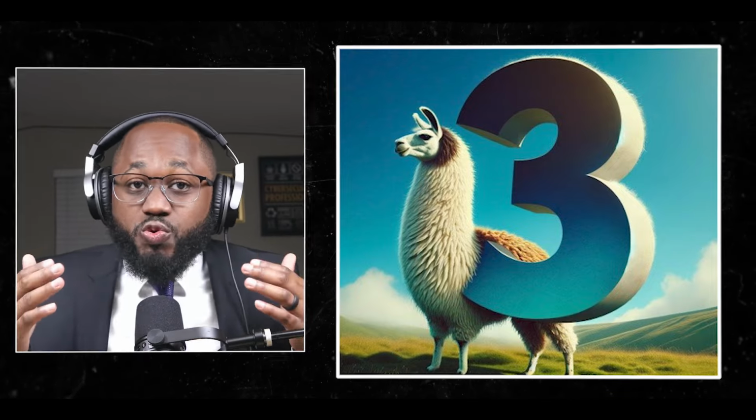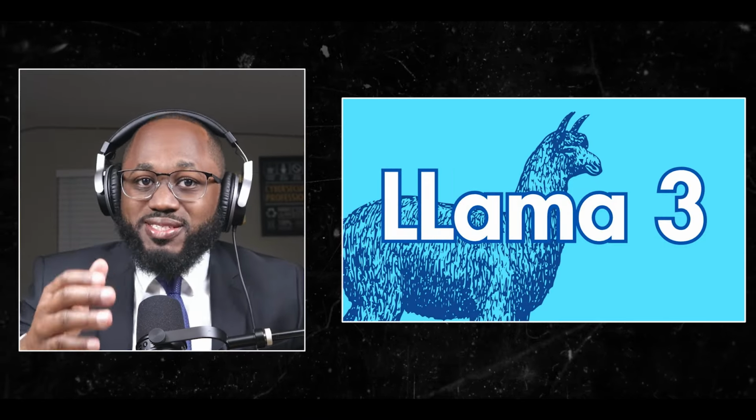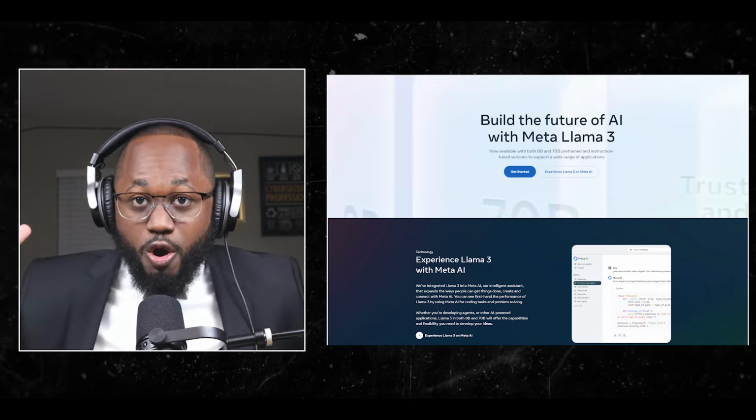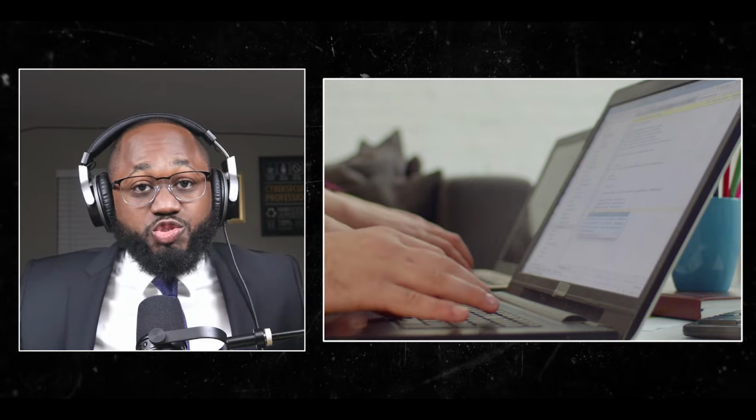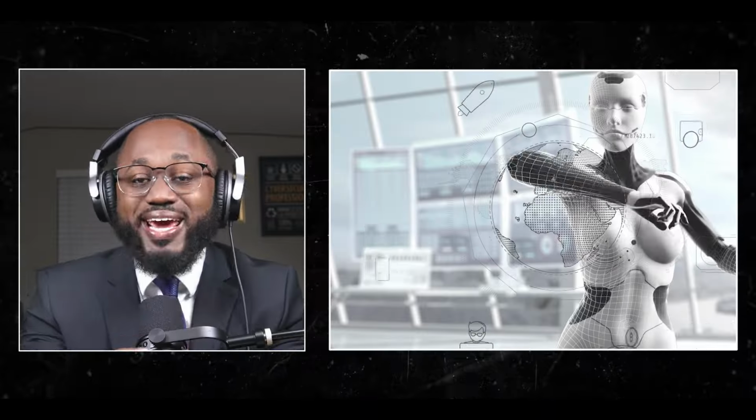So LLAMA 3 is an open source LLM, right? And what is an open source LLM? Open source LLMs are a type of artificial intelligence model designed to understand, generate, and manipulate human language. These models are considered large because of the vast amounts of data they're trained on, often encompassing a broad spectrum of human knowledge. So being open source means the model's architecture, like the training code and often the pre-trained weights, are freely available for anyone to use, modify, and distribute, right? So high availability and low cost foster a collaborative and transparent approach to AI development. So that is a little bit about that.